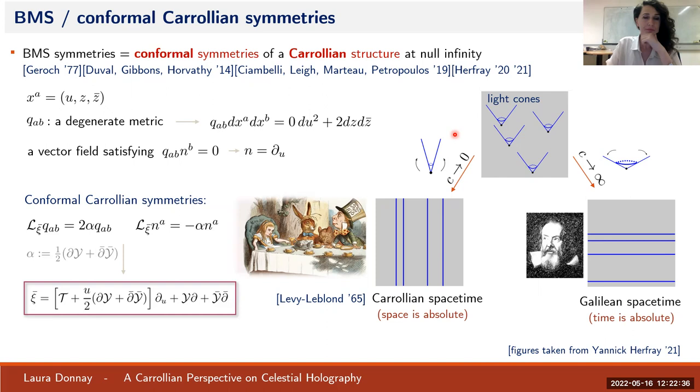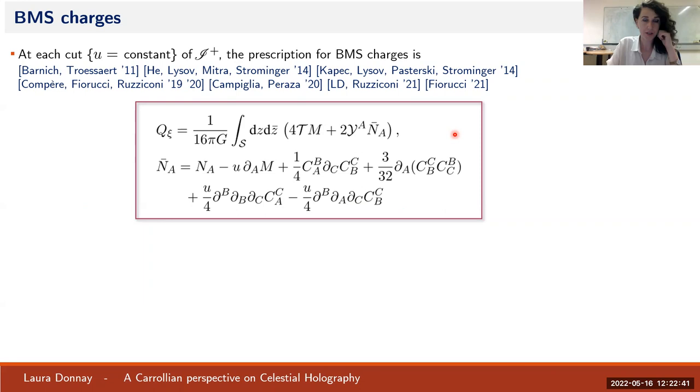So something that will be important in this talk are the so-called BMS charges, the charges associated to asymptotic symmetries. Well, a large body of literature has slowly built up on what is the right prescription for this charge. This is a very subtle story, because there is some ambiguity in how to construct these charges. But now I think this is the most up-to-date definition.